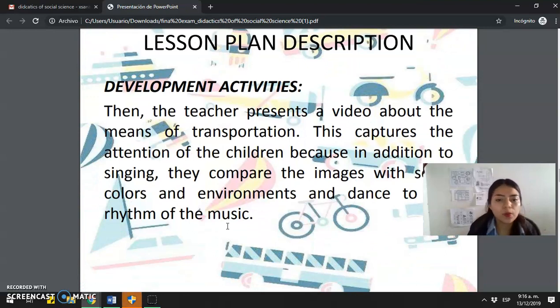In the stage of the development of the activities, the teacher presents a video about the means of transportation. Why use videos? The students are little. They enjoy the images or the visual elements or resources that they find, with colors and interactive materials. This captures the attention of the children because, in addition to singing, they compare the images with some colors and environments and dance to the rhythm of the music.